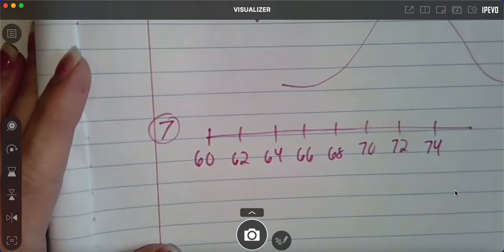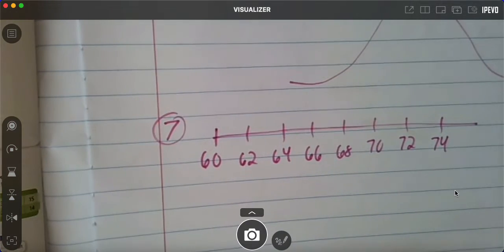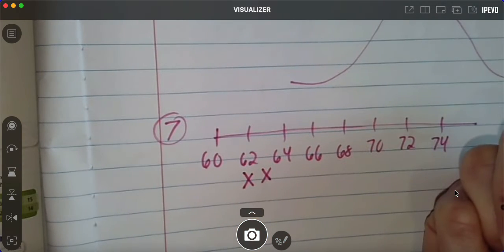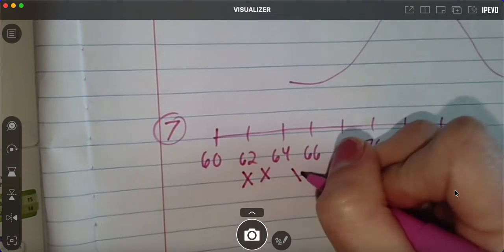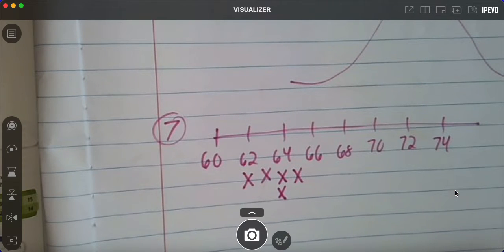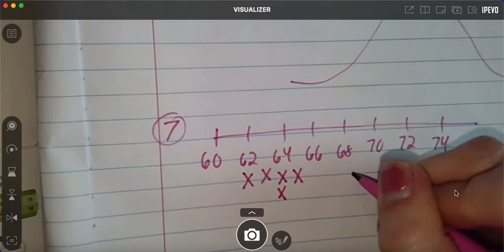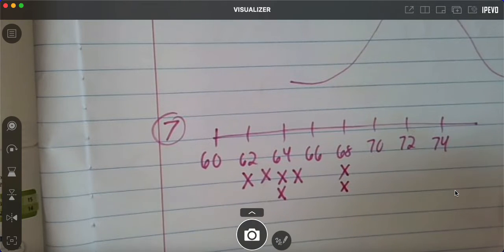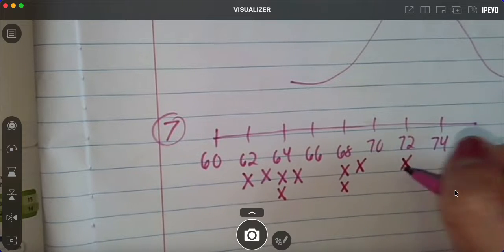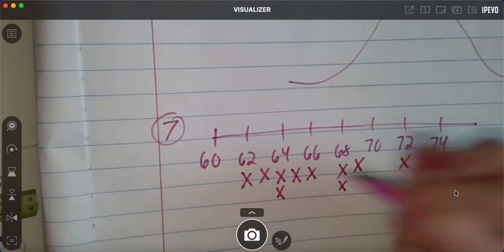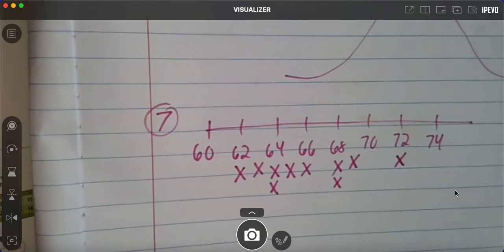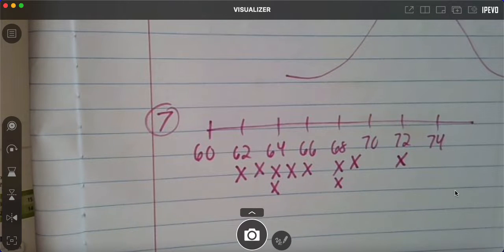I'll go to 74. So I'm just going to put an X on 62, on 63, on 65. See how I'm just doing my data? I have 2 X's on 64, 2 X's on 68, 69, 72, and 66. Does everybody see where I put an X for every time it was on that number? Like 64 and 68 have 2 X's.